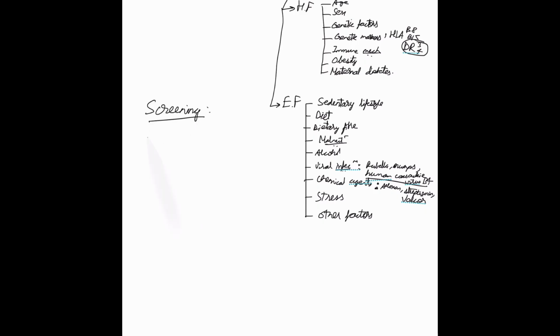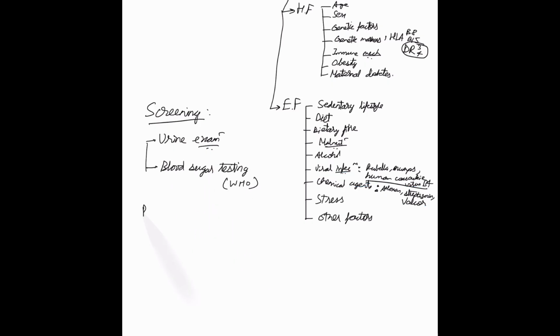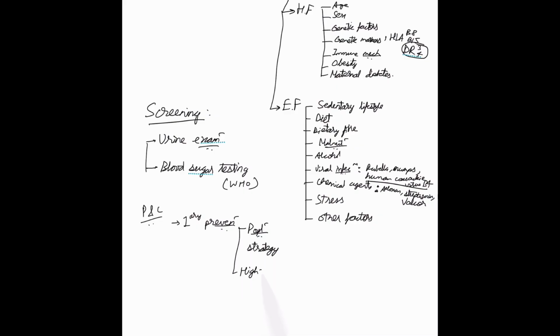Now, how do we screen for diabetes? Either a urine examination or blood sugar testing, which is recommended by WHO. Coming to prevention and control, we have primary prevention, which has the population strategy or primordial prevention. Actually, guys, in your exam, list primordial prevention separately with respect to primary. It's primordial, primary, secondary, and tertiary.